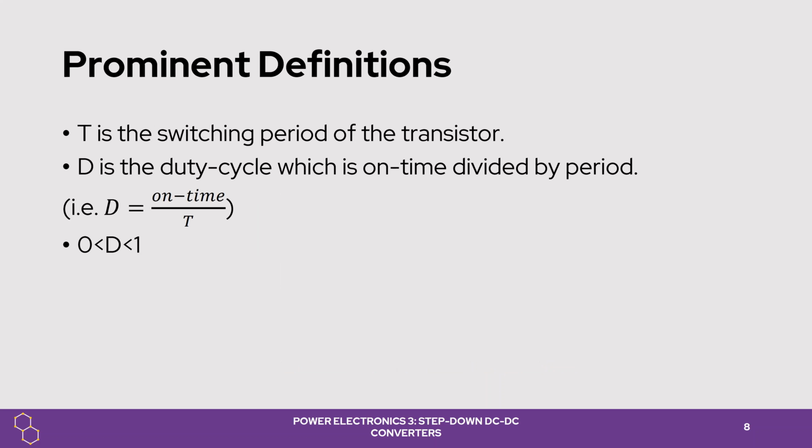So before going into further analysis, there are some important definitions that you should know. T will be used in the further slides and calculations, and T is the transistor switching period. And D will also be used and have a key role in further analysis. D is the duty cycle, and the duty cycle is the on time of the transistor divided by the period T. Also, the duty cycle is a value which is always between 0 and 1.